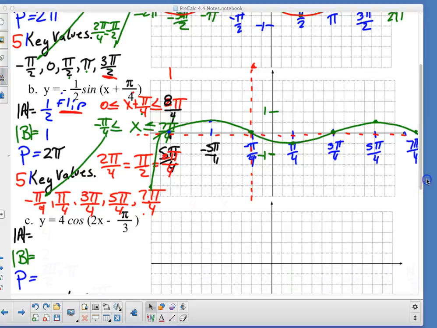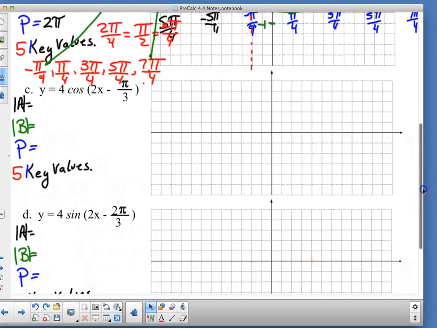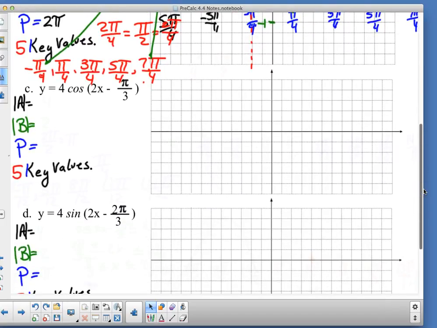Okay, now, some of these have been going along really great, but I want to point out that sometimes they don't go along so hot. Look at this one. First, I've got to reorganize what's going on inside to find my b. So I'm going to say that y is equal to 4 cosine. Nothing's really changed on the outside, but on the inside, I'm going to factor out a 2.